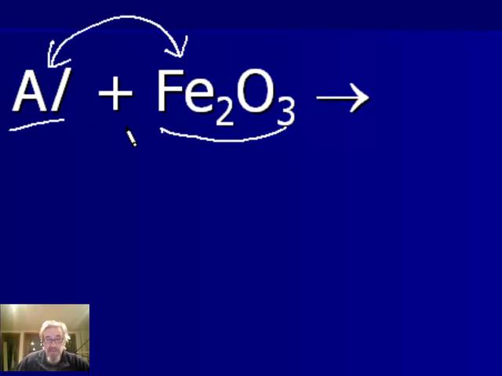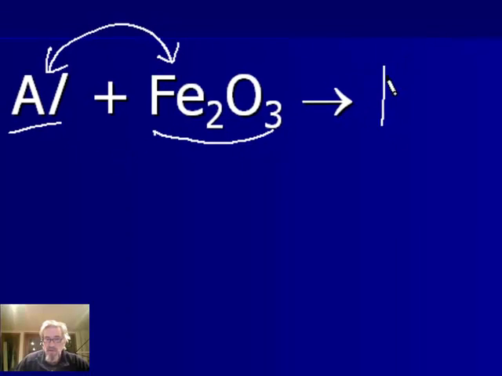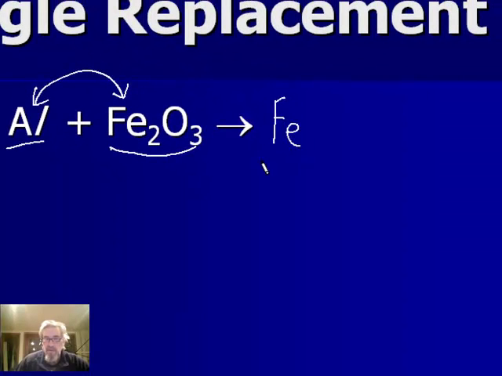Now here's what replace means. Aluminum is going to go where iron is, part of a compound. Iron is going to go where aluminum is, not part of a compound. So the iron is just by itself after the reaction. And it's not diatomic, so I just write Fe. Never mind that it says 2 there. If it's not diatomic, it doesn't get a subscript.